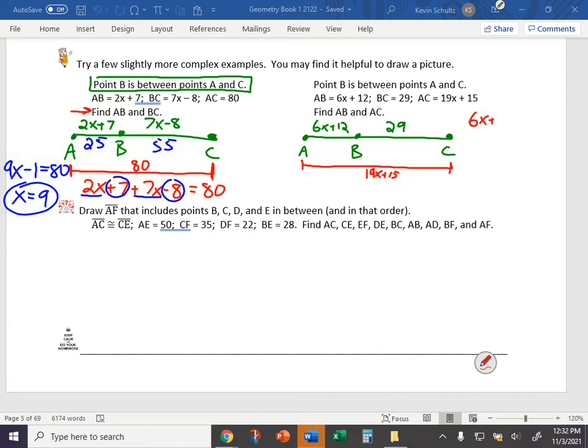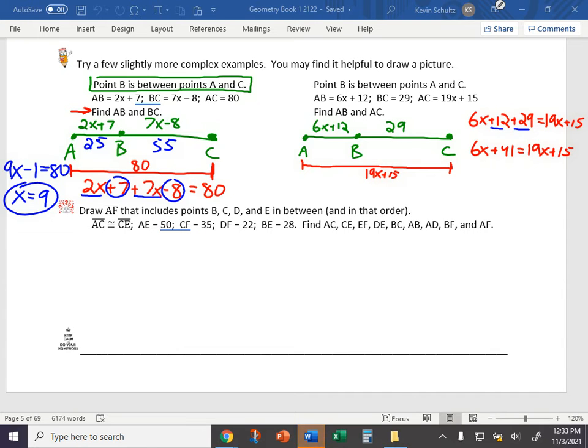Great. 6x plus 12, which is one part of the segment, plus the other part of the segment, 29, has to equal the whole segment, 19x plus 15. Okay. Again, we can combine some like terms here. There's really only two that we can combine on the left side, 12 and 29. So that makes it 6x plus 41 equals 19x plus 15.